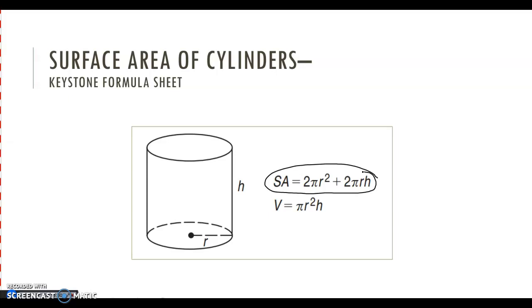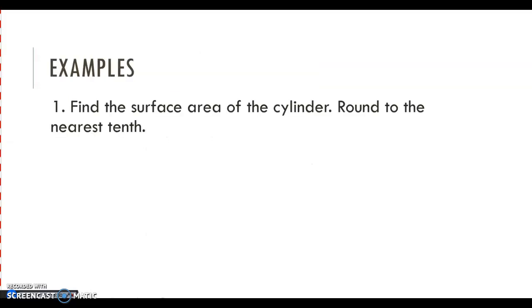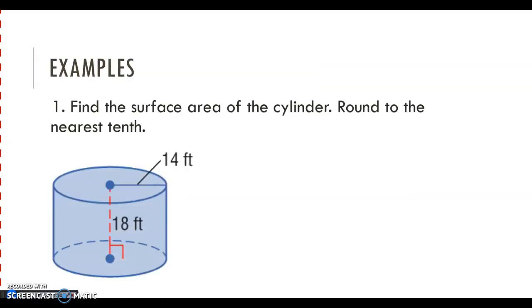2 pi r, which is a radius, squared, plus 2 pi r h, and h is symbolizing the height of the cylinder. So let's look at our first example. We want to know the surface area of the cylinder pictured here. We are going to round to the nearest tenth. So surface area is 2 pi r squared plus 2 pi r height.